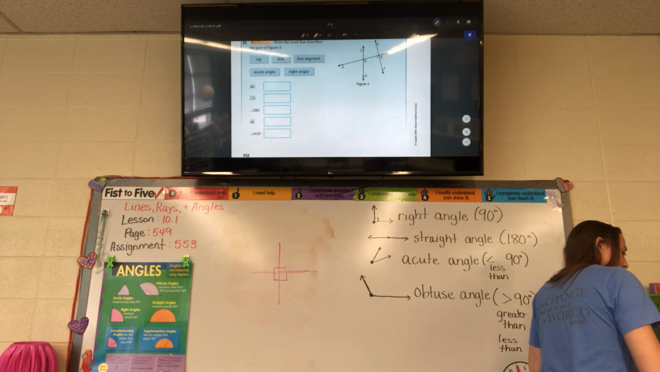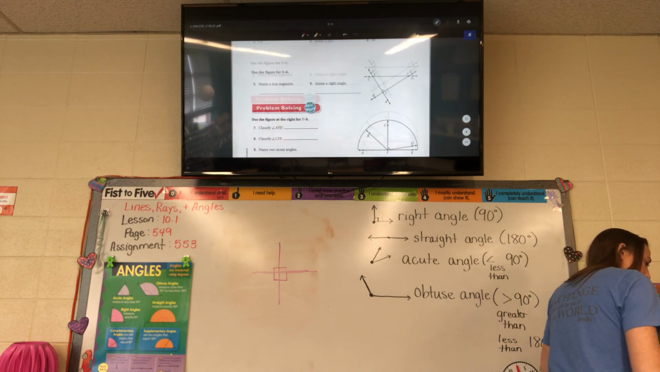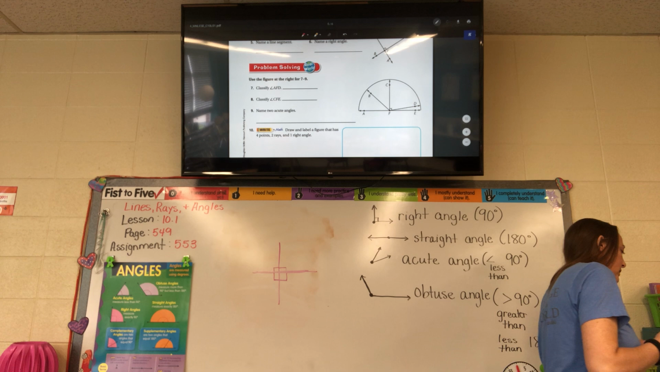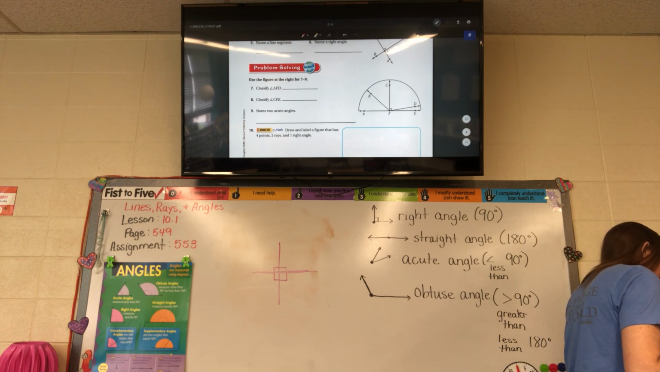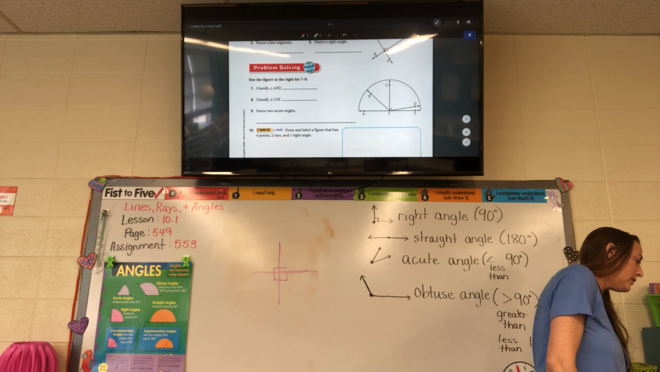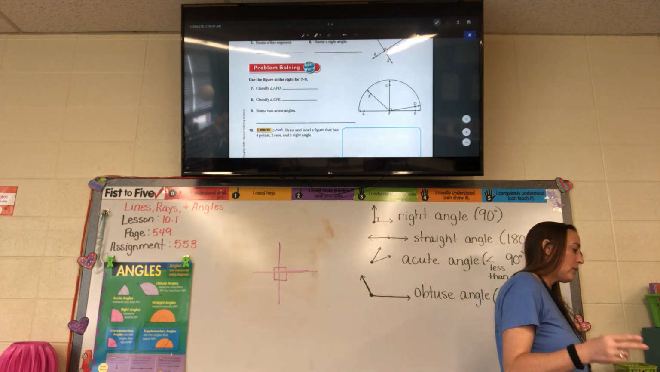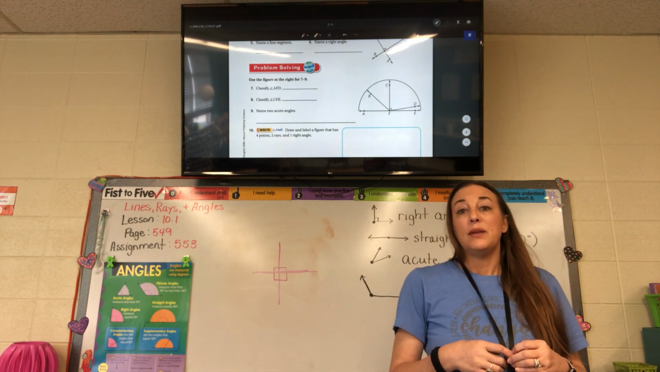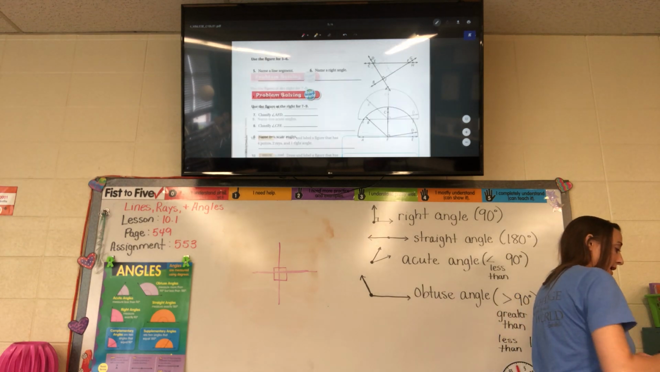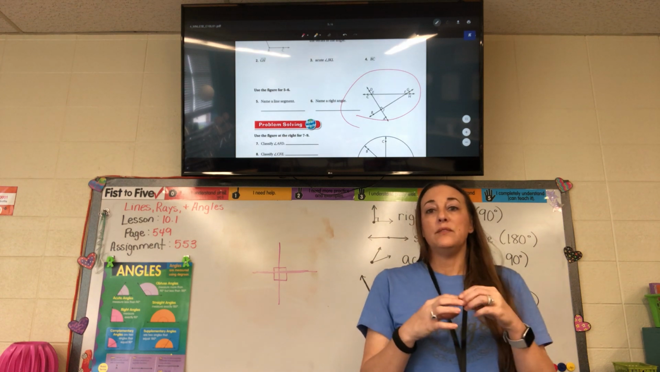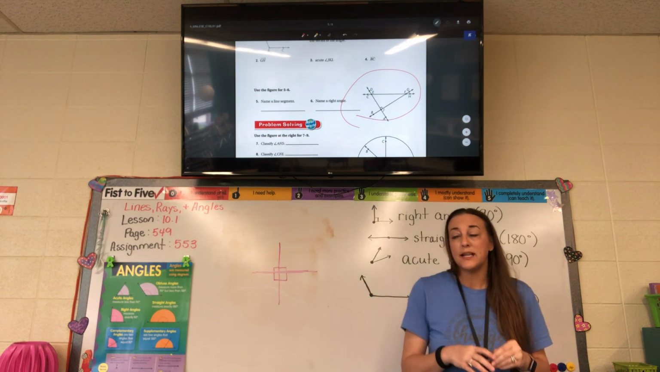So your assignment today is this page, page 553. I will tell you, that number 10 is a little tricky. It says draw and label a figure that has 4 points, 2 rays, and 1 right angle. So you can just get creative with that, but it's got to be something like this, where you're combining the different parts of geometry that we've learned about today.